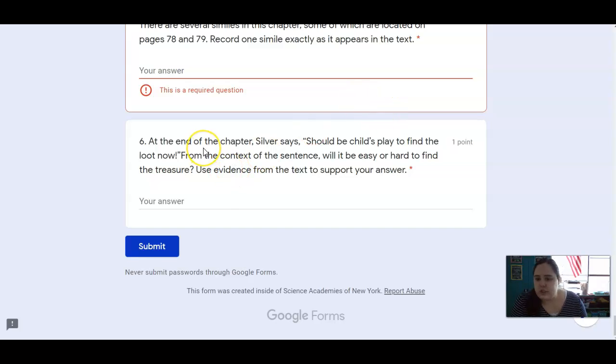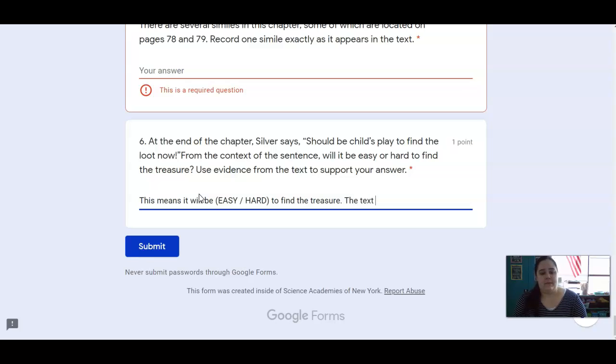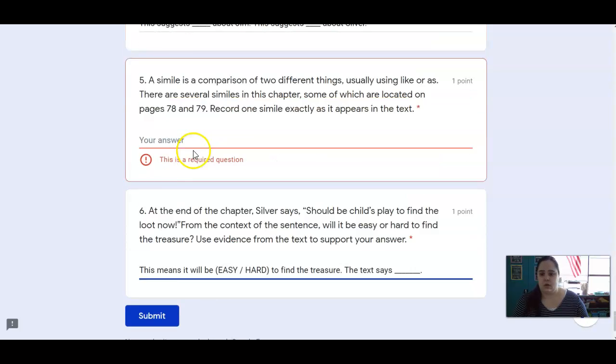And your last reading question is number 6. At the end of the chapter, Silver says, "should be child's play to find the loot now." From the context of the sentence, will it be easy or hard to find the treasure? Use evidence from the text to support your answer. So we're going to say this means it will be easy or hard to find the treasure, and then tell me what happens in the text that supports it. The text says this. All right, that is it for reading.